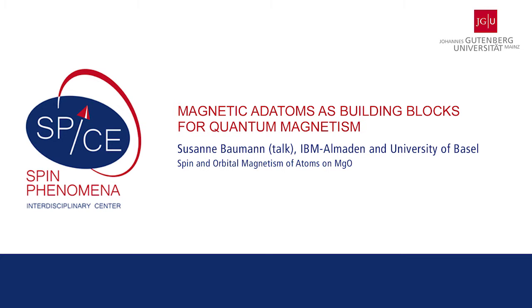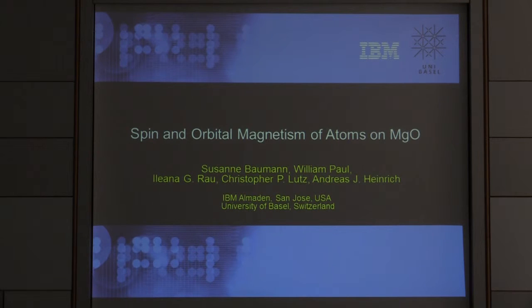Yesterday there was already a question about orbital moments on surfaces, and actually today I really want to talk about spin and orbital moments of individual atoms on surfaces. Now what I want to do is introduce a very simple model and talk less about experimental results. I hope that will work. I realized this morning that maybe that's a little bit risky.